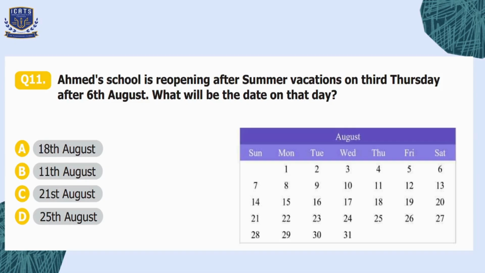Question number 11. Ahmed's school is reopening after summer vacations on the 3rd Thursday after 6th August. What will be the date on that day? So the 6th August is highlighted over here, which was on Saturday. Now we have to start counting the Thursdays. So the first Thursday is on 11, second is on 18, and the third Thursday is on 25th of August. So option D is the correct option here.